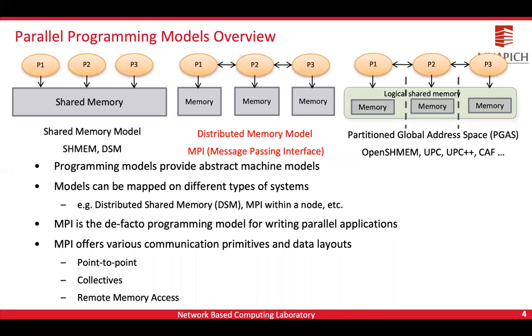There are several parallel programming models, such as the shared memory model, distributed memory model, and partitioned global address space, or PGAS. These models provide abstract machine models that can be mapped onto different types of systems. MPI is a de facto model for writing parallel applications, and in our research we are focusing on MPI. This model offers various communication primitives such as point-to-point operations and collective operations, as well as RMA operations.